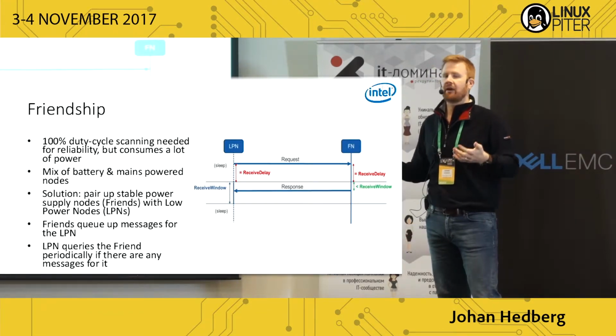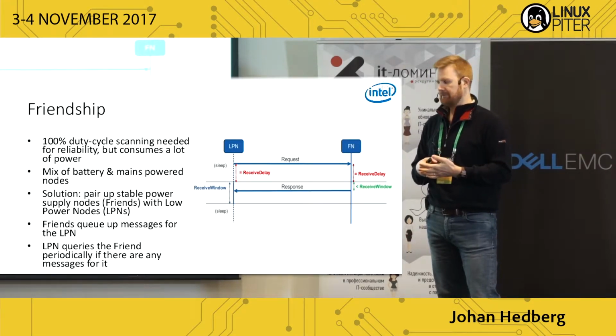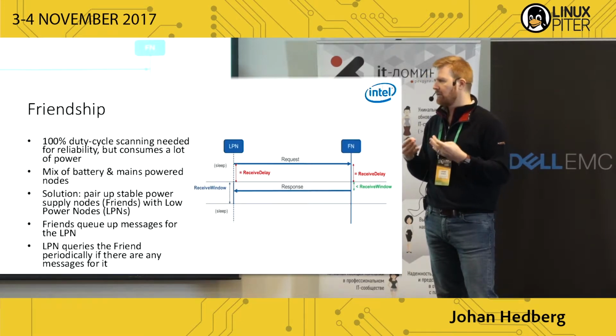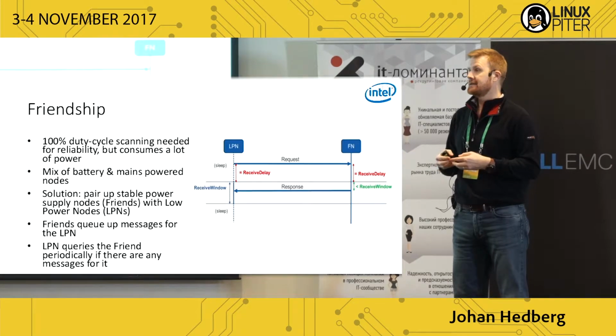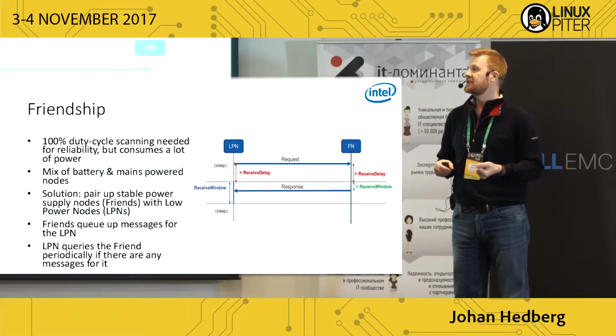I could give a practical example. One of the first actual real mesh products that you can already go and buy is smart lights and switches.